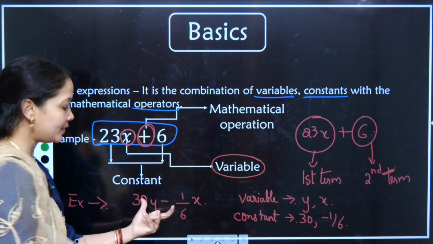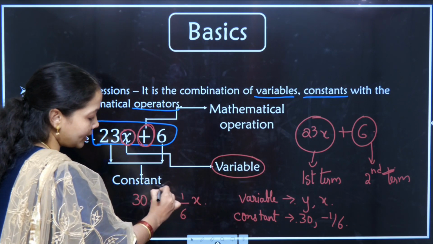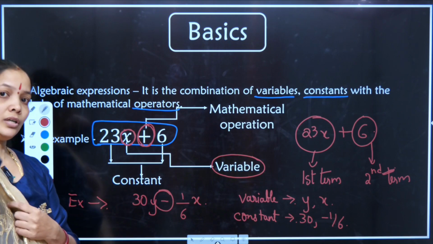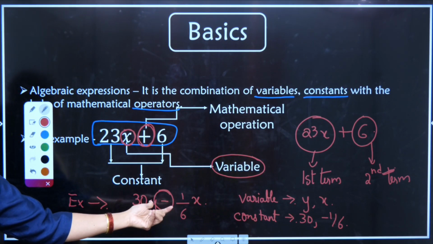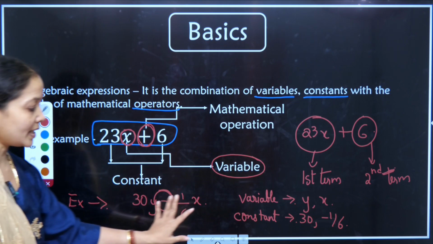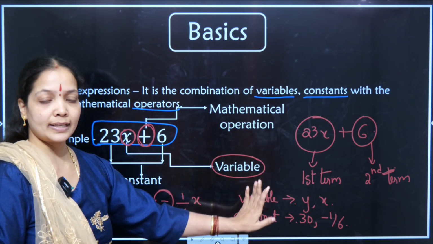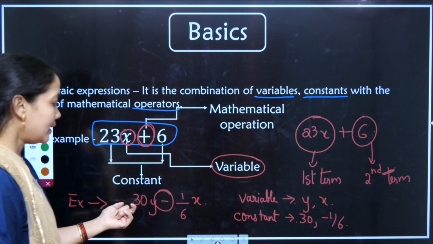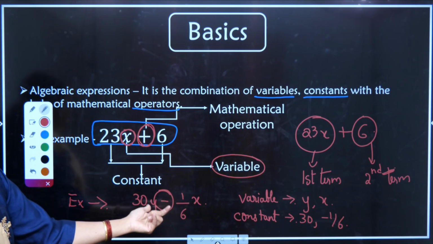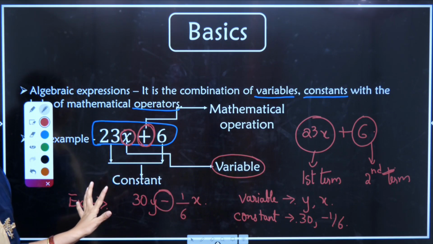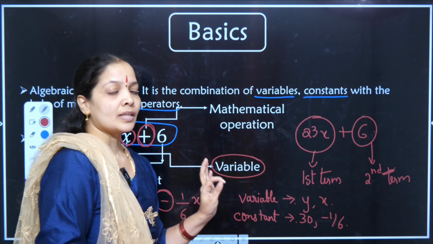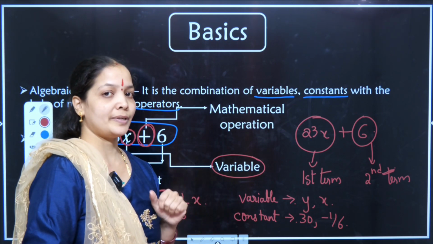How are they linked between each other? Using a negative sign or a subtraction sign. So the operator acting here is negative or subtraction. So this is an algebraic expression with two variables, x and y. The coefficients are 30 and minus 1 by 6. The operator is negative or subtraction. So this is a simple example through which you are easily able to understand what is an algebraic expression.